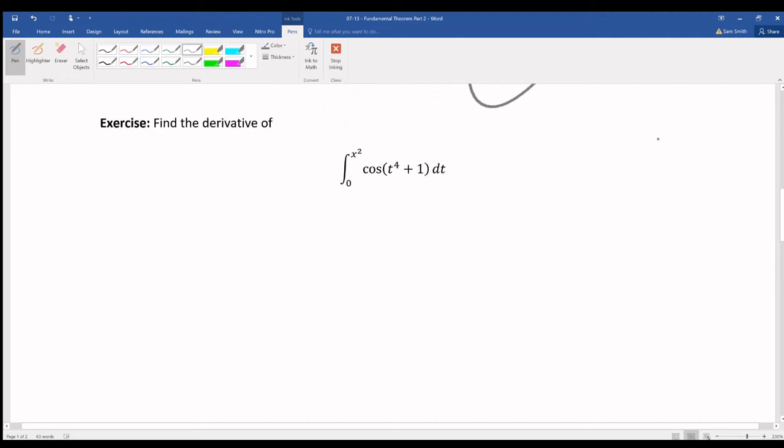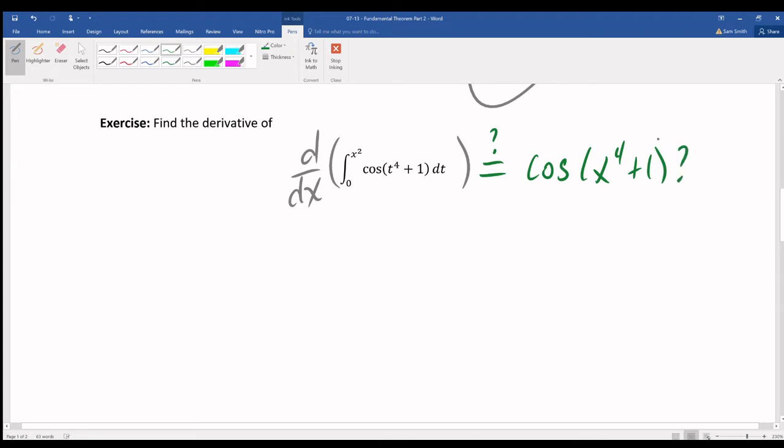So consider the problem of trying to find the derivative of this quantity here. Take the integral from 0 to a sliding limit x squared of the function cosine of t to the fourth power plus 1. In other words, apply d dx to this quantity. And here is a question for you. Do you suppose that this is just equal to cosine of x to the fourth power plus 1?